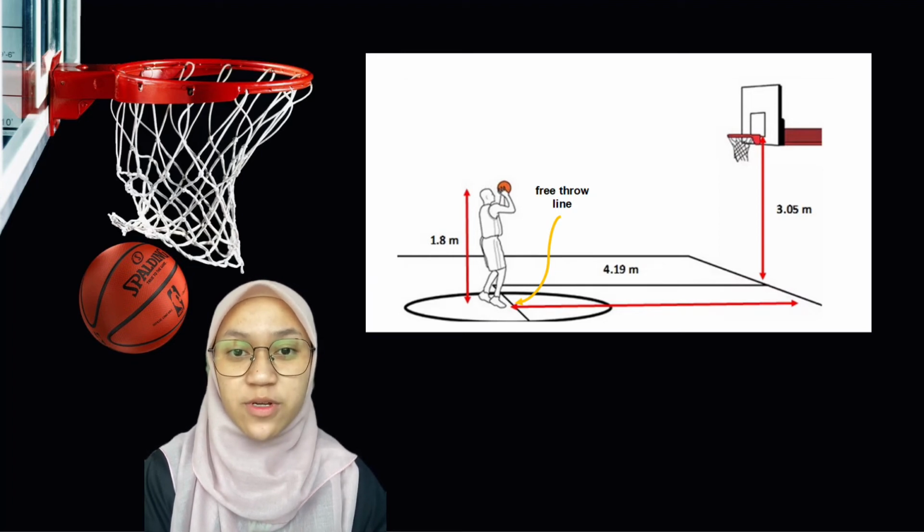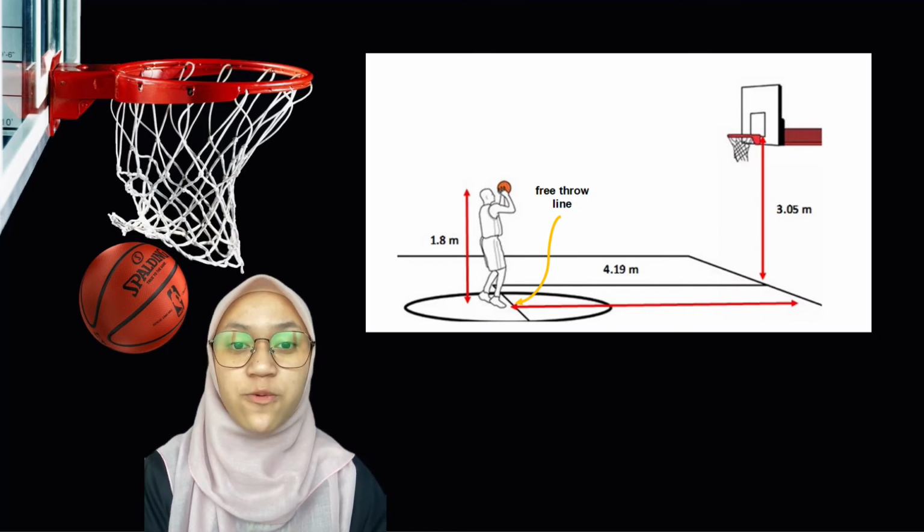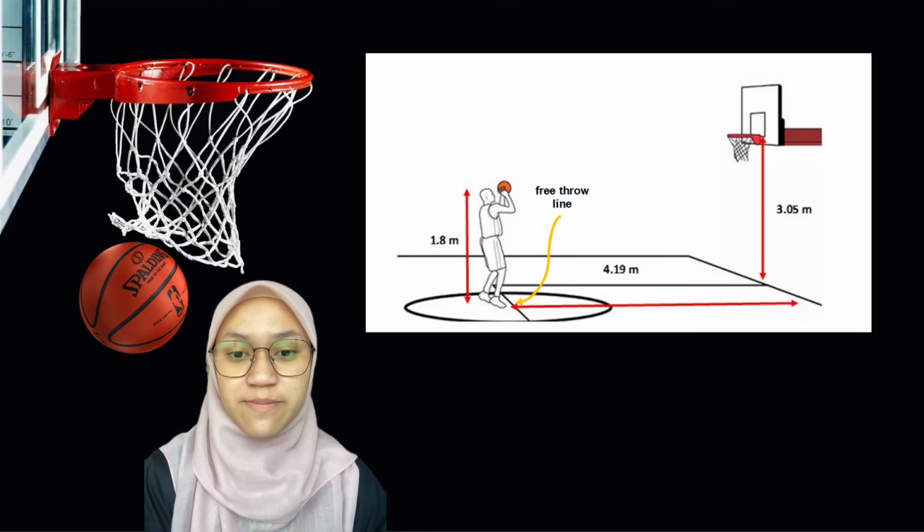Before continuing to the calculation about basketball, I would like to talk about angle of elevation and depression in basketball. Based on the picture given, the height of the basketballer is 1.8 meters, meanwhile the height of the basketball hoop from the ground is 3.05 meters, and the length between the basketball hoop and free throw line is 4.19 meters.